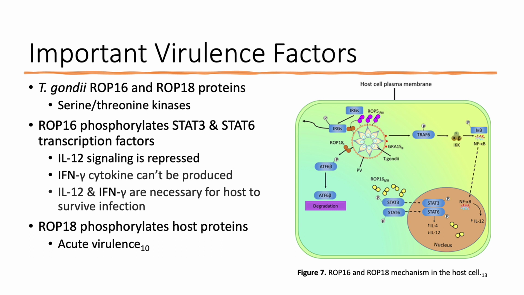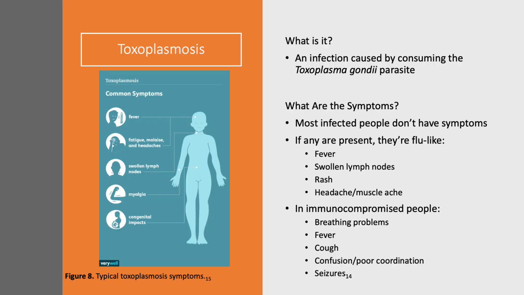itself against T. gondii. And for the ROP18 protein, this is going to phosphorylate host proteins, which causes acute virulence. When a human accidentally ingests the Toxoplasma gondii parasite, it causes an infection called toxoplasmosis.